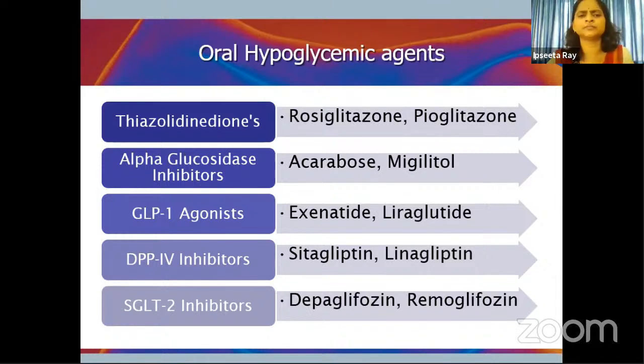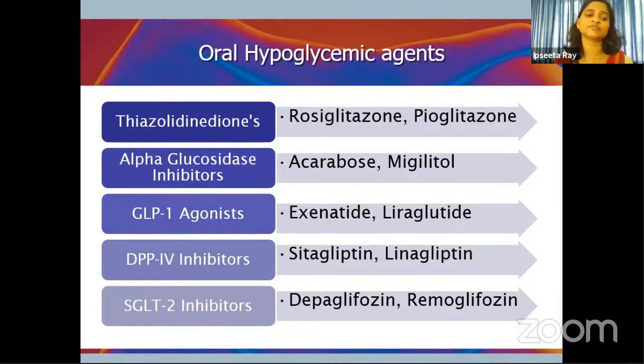Then you have alpha glucosidase inhibitors. Alpha glucosidase is an enzyme which basically causes breakdown of complex carbohydrates to simple carbohydrates. So you have inhibitors of this enzyme, which are known as alpha glucosidase inhibitors. Examples are acarbose and miglitol. In postprandial hyperglycemia, these are widely used. Then you have glucagon-like peptide-1 agonists, GLP-1 agonists, which are a newer class of drugs. These basically stimulate the release of insulin, like exenatide and liraglutide.